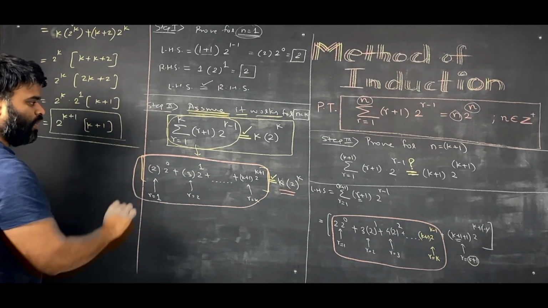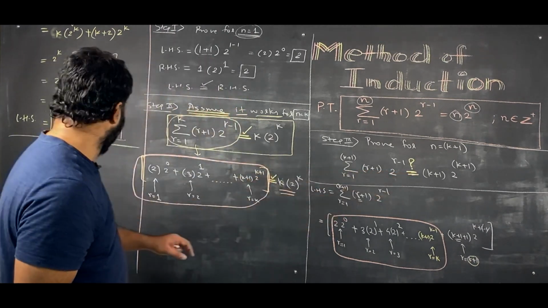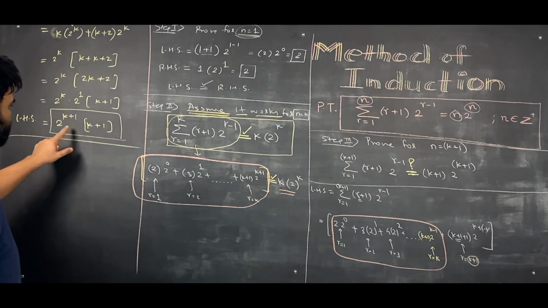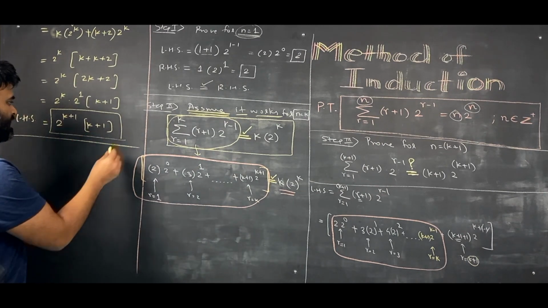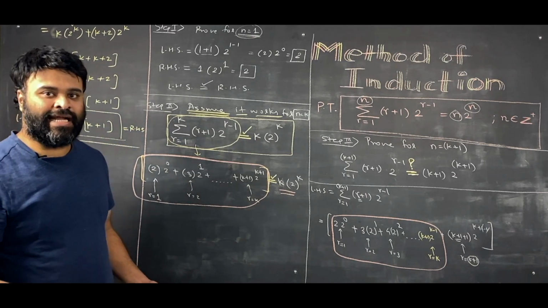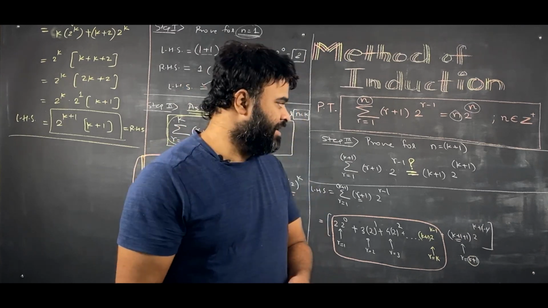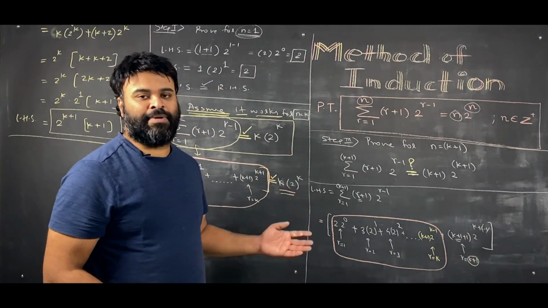Can we now solve for RHS also? Yeah, what is RHS? RHS is here. Oh, we already have that. It's 2 raised to k plus 1 times k plus 1. So this is exactly equal to RHS. So we have left hand side and right hand side equal. So since left hand and right hand side are matching, this statement is proved.